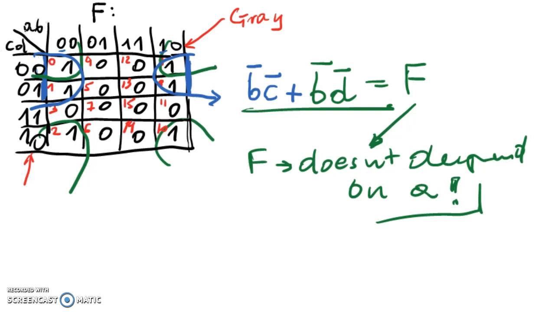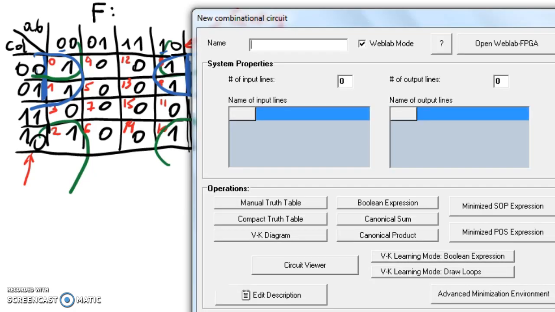You can see formally there were 4 variables, but if we minimize the function, it turned out to be independent of A. So to learn minimization using Karnaugh Map, I propose using Buldeusto software I put on my website. So you can download it, run it, and learn.